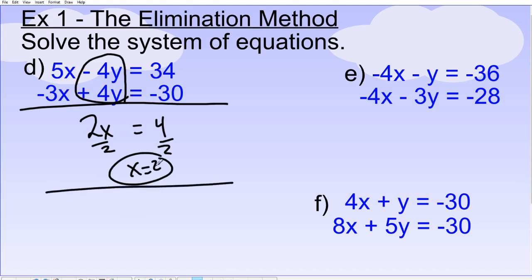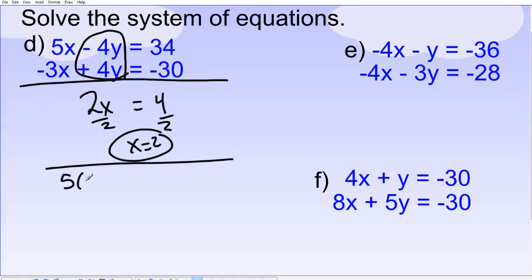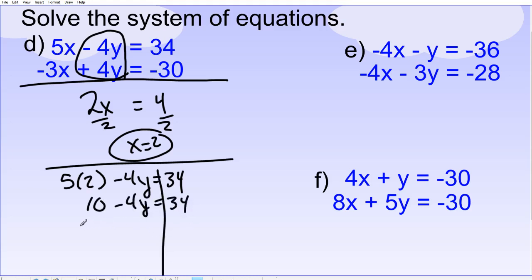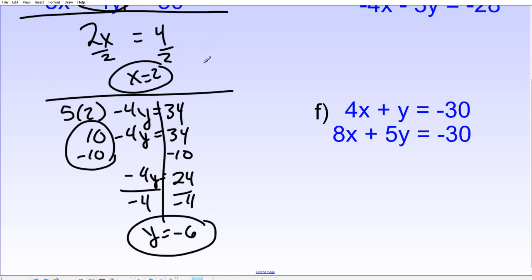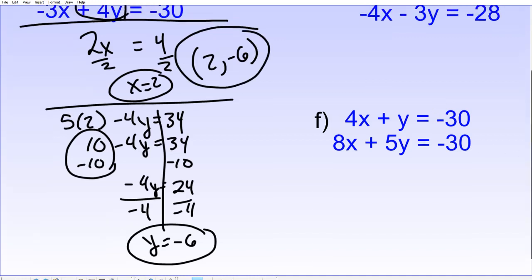Second variable. I'm going to take this 2 and plug it into one of my equations. I'm going to use the top equation because there's just fewer negatives. So 5 times 2 minus 4y is equal to 34. That's 10 minus 4y is equal to 34. To solve, I'm going to subtract 10. Get rid of add and subtract first. Negative 4y is equal to 24. Divide by negative 4, and y is equal to negative 6. So my solution is the point 2 comma negative 6. That is the x value and the y value that makes both equations true.